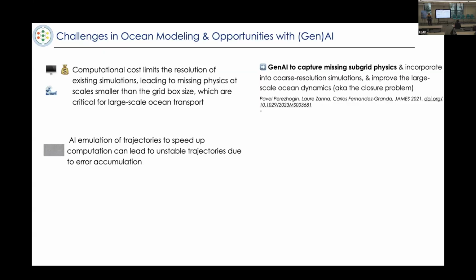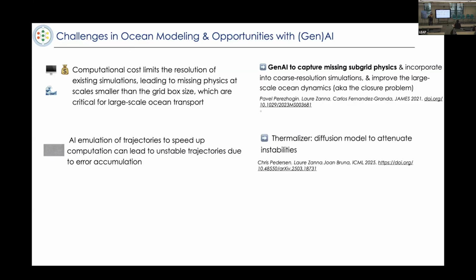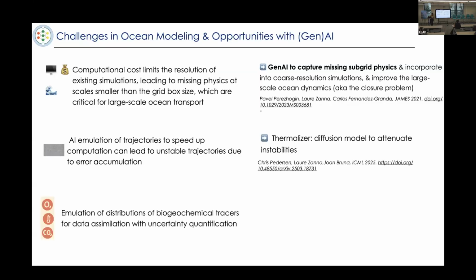So at a certain point, the simulation becomes a little bit inaccurate in some ways. And AI and diffusion models can actually help tame those instabilities. They can help, if you want, bring those trajectories back to where they belong in some ways. And I'll show you an example of that.